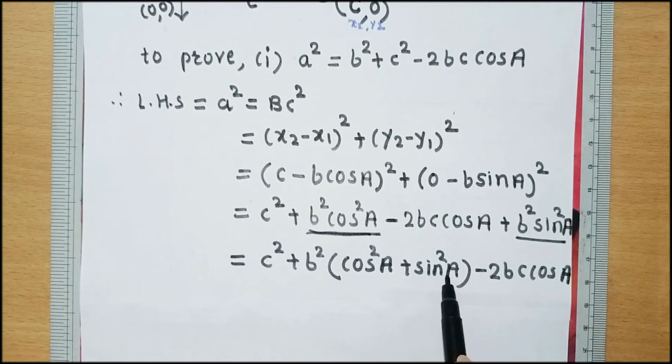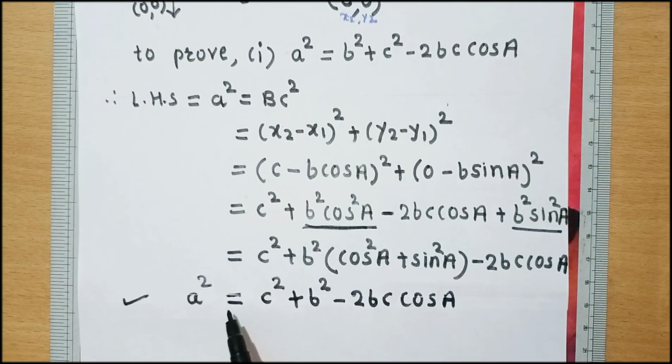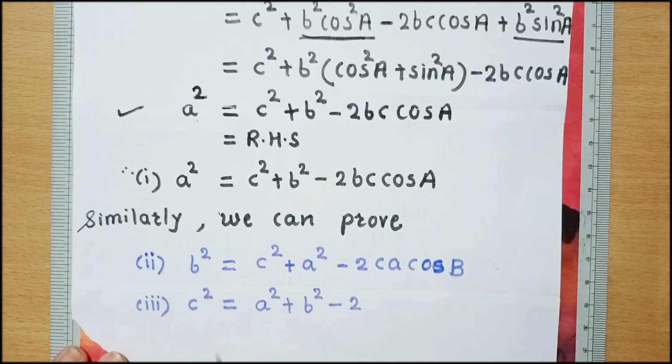Now check again, sin square A plus cos square A, this is an identity, its value is 1, and so that is equal to C square. Left hand side is A square, and thus we have proved the first statement of the cosine rule. And similarly we can prove the second one, and this is the third, minus twice AB cos of C.